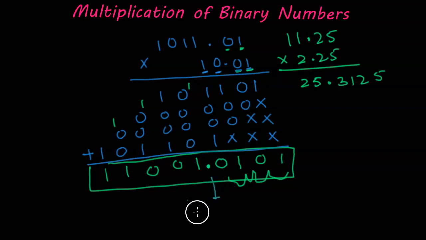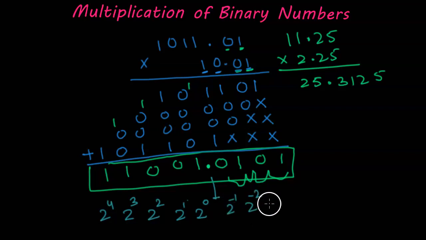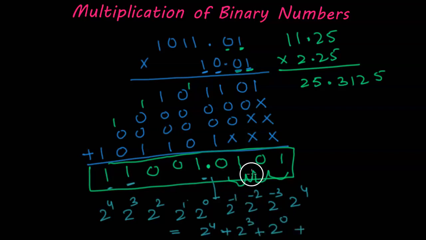From this decimal point, we have 2 raised to 0, 2 raised to 1, 2 raised to 2, 2 raised to 3, and 2 raised to 4, and 2 raised to minus 1, minus 2, minus 3, and minus 4. So what do we get? We get 2 raised to 4 plus 2 raised to 3 because of these 2 points. Then we have 0, 0. Then we have plus 2 raised to 0. Plus, for this one, we have 2 raised to minus 1 plus 2 raised to minus 4. And the answer is 25.3125. And there we have it.